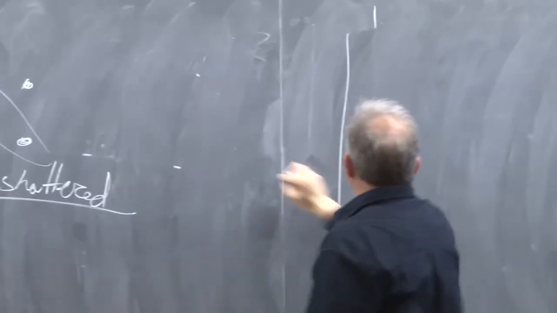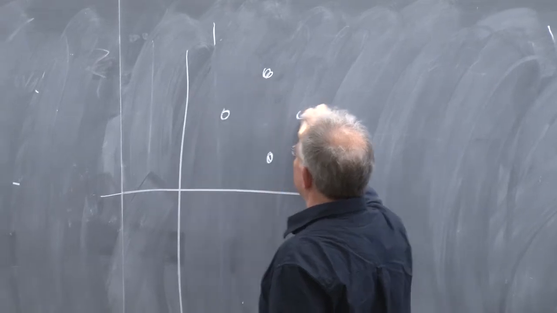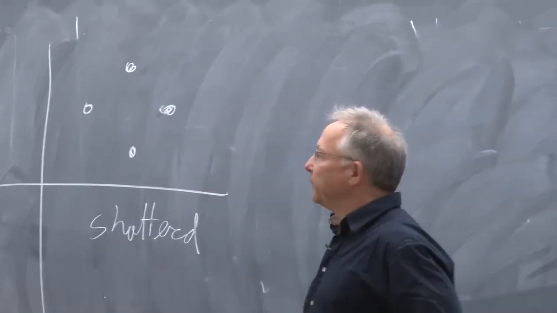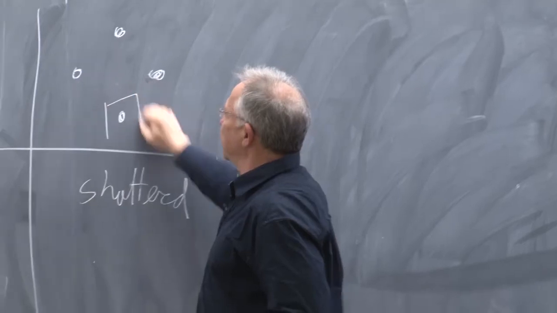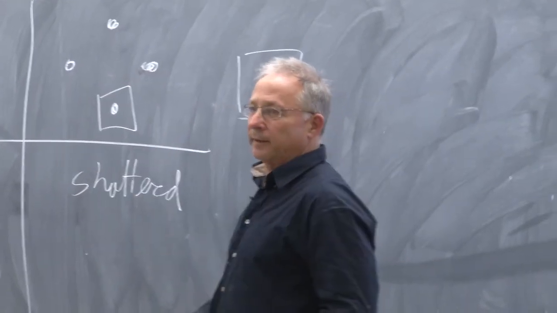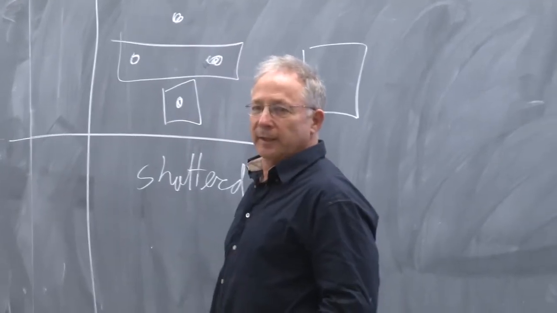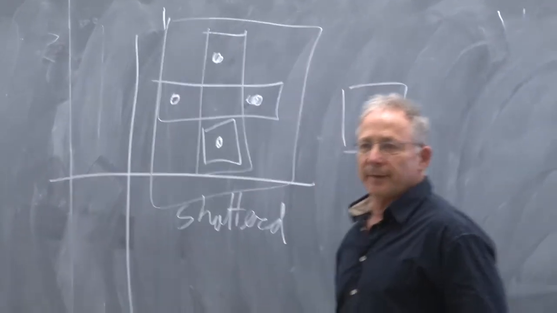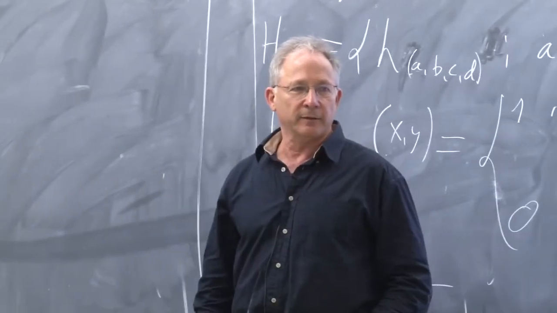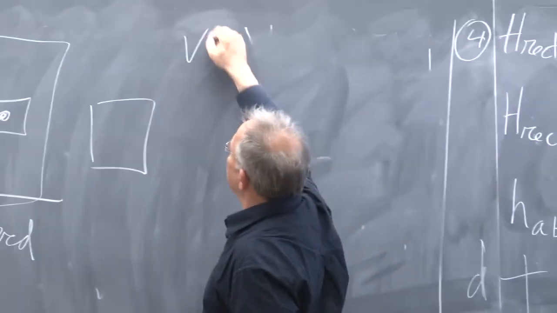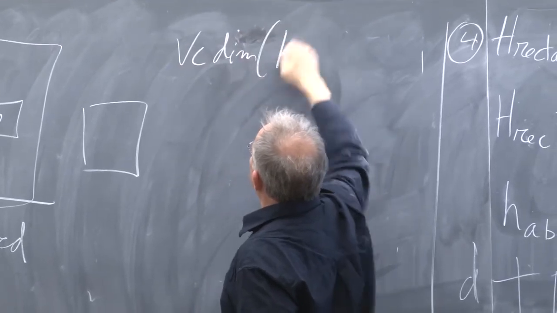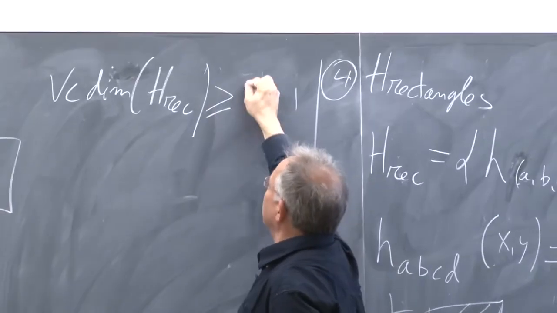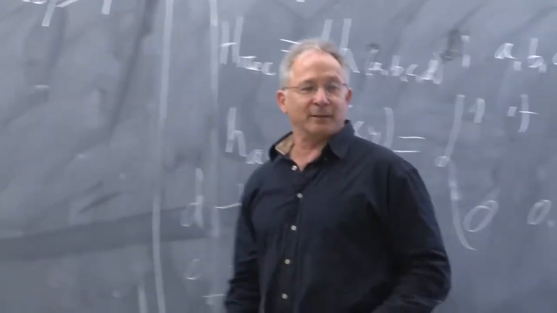But if I rotate it, I claim that it is shattered by rectangles. Because every set, I can have a rectangle that picks this guy. I can have a rectangle that picks no one. I can have a rectangle that picks just these two. And I can have a rectangle that picks just these two. And I can have a rectangle that picks everybody. So this 4 tuple is shattered. So what does it tell me about the VC dimension of H rec? Yes? It's at least 4. All right. Can anybody show me a set of size 5?